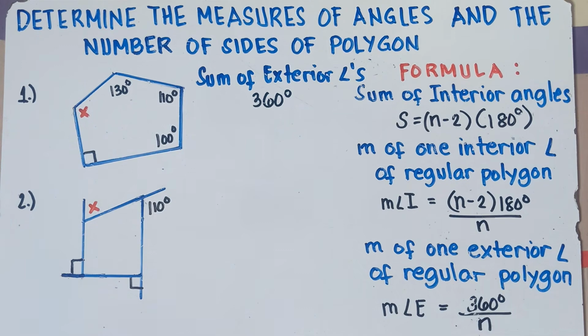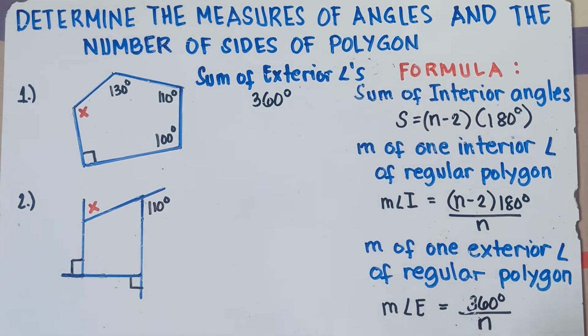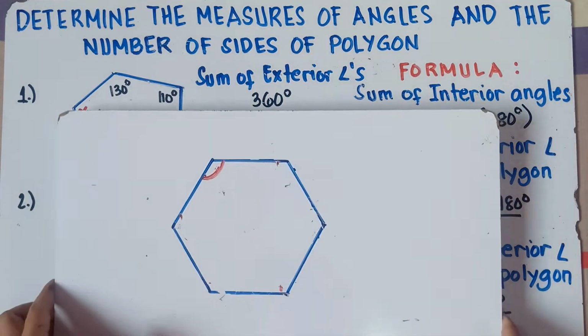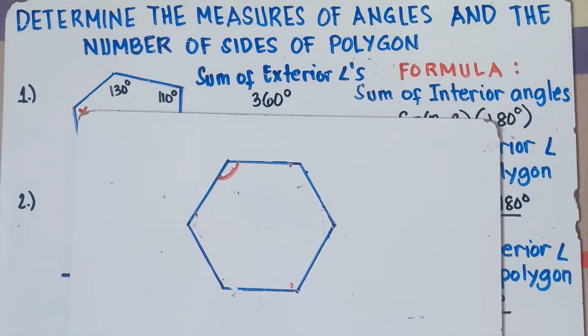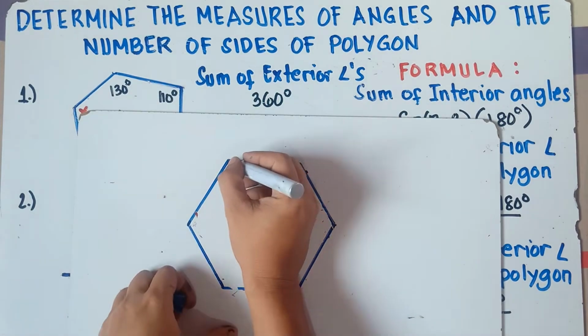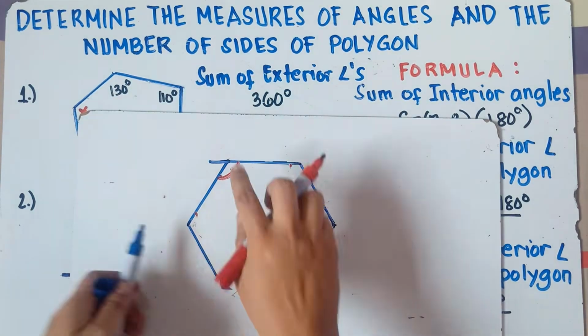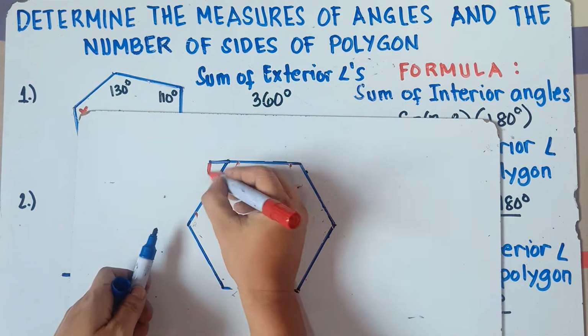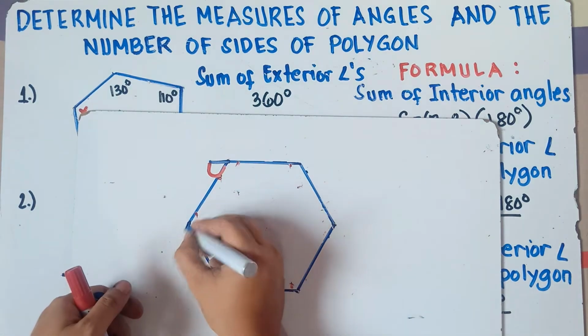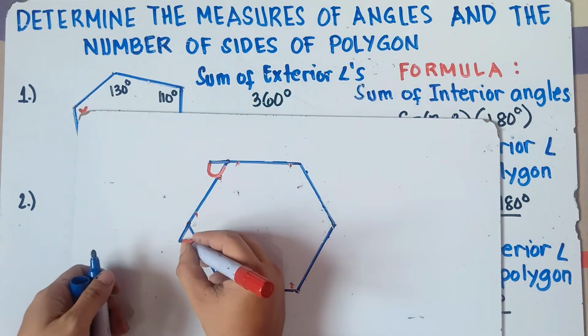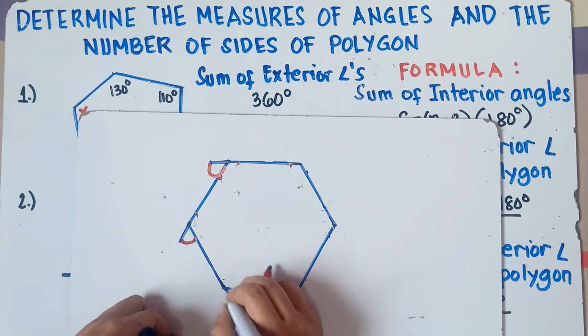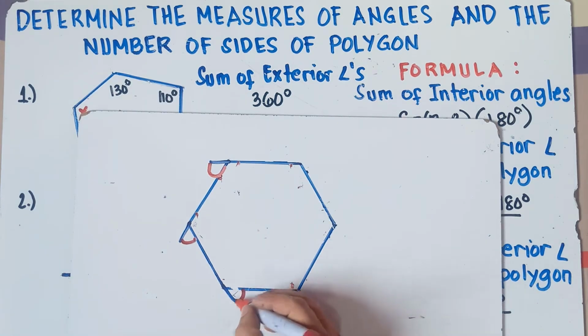To find the measure of one exterior angle of a regular polygon, we can use this formula. Once again, a regular polygon has equal sides and equal angles. Let me give you an example with this illustration. If you extend this line segment, you will have an exterior angle. Same with this one: if you extend this line segment, you will have another exterior angle. Same with this one.